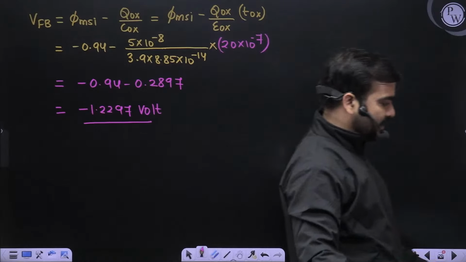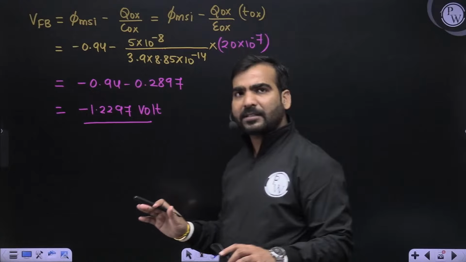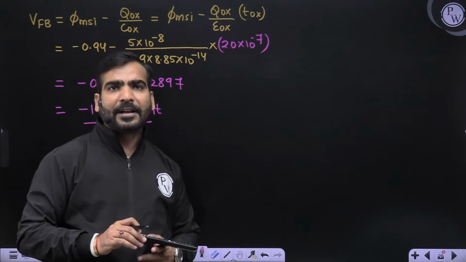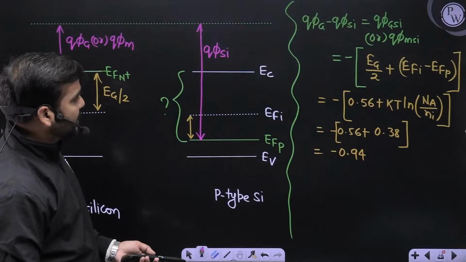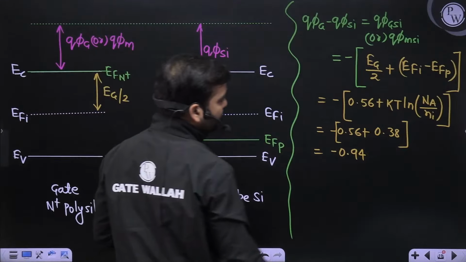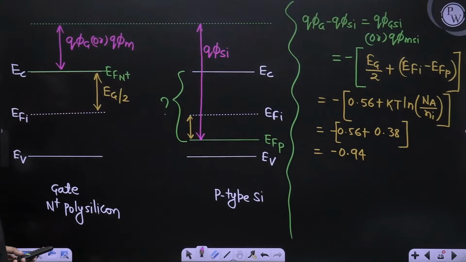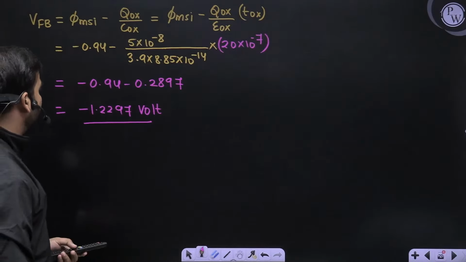I think it is so. Just check the calculation, okay? The concept is perfect. If there is any mistake in the calculation, don't worry about that, do not get stuck in that. So this is very much perfect. So this is minus 0.94, and then this is this, and this is minus 1.2297.